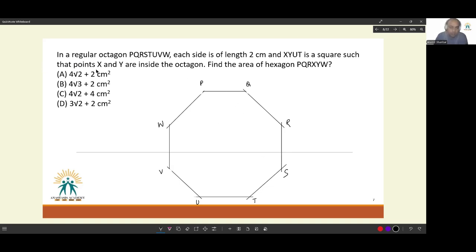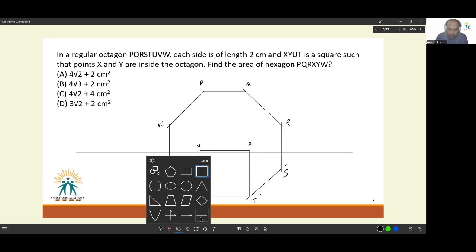XYUT is a square such that points X and Y are inside the octagon. So we need to create a square which has two sides X and T. So XYUT. So this will be X, this will be Y, this will be U, this will be T. Now, next, points X and Y are inside the octagon. Find the area of the hexagon PQRXYW. Connect these lines now.